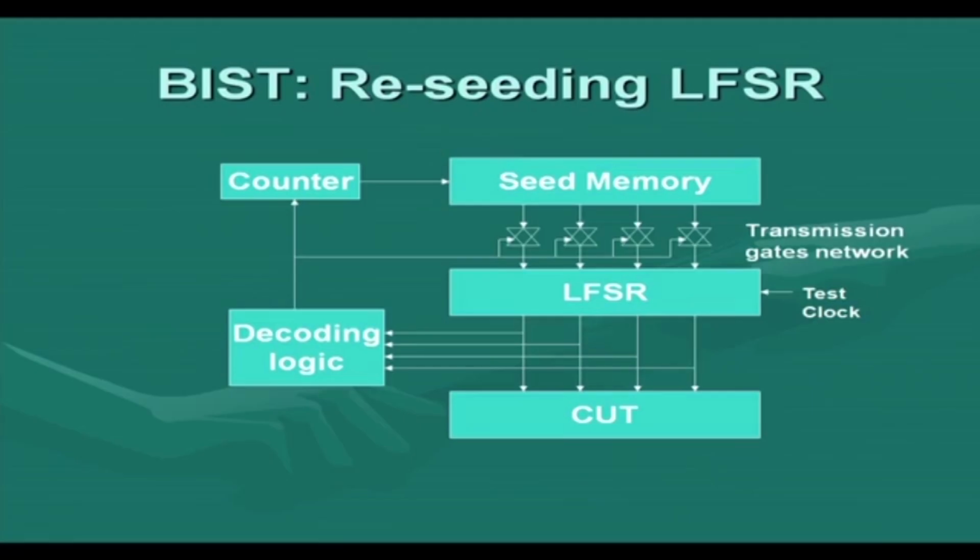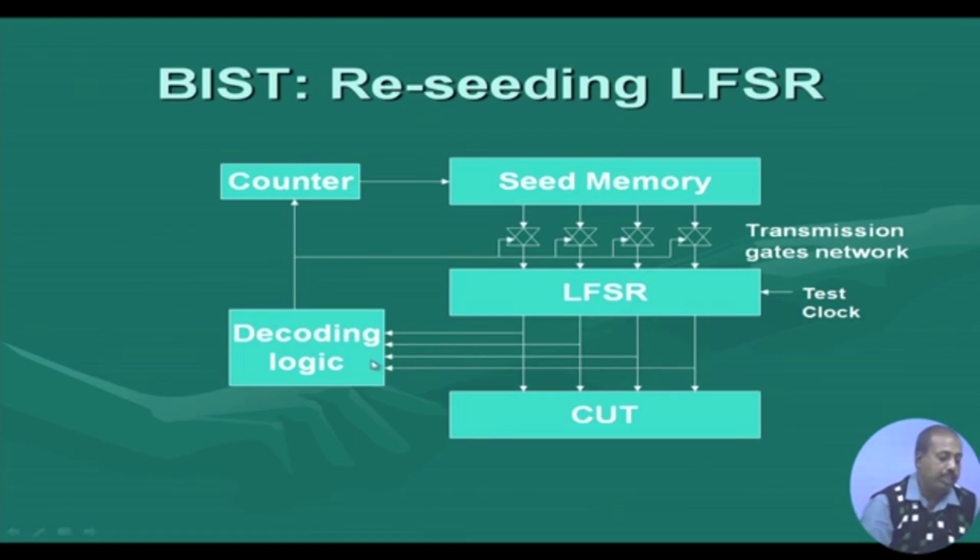So, here you see what is done. There is a counter, and this counter is addressing the seed memory. This seed memory holds all the seed values that are needed for the entire test session. Initially this counter value is 0. As a result, the first seed value, at memory location 0, will be loaded into the LFSR. The decoding logic will put it as a 1, and this transmission gate network is through, and the seed will be loaded into this LFSR. So, the LFSR now operates, and the decoding logic continually monitors the output of the LFSR.